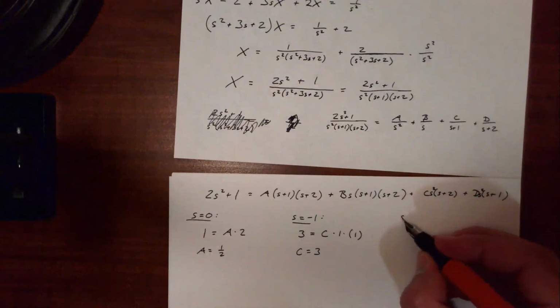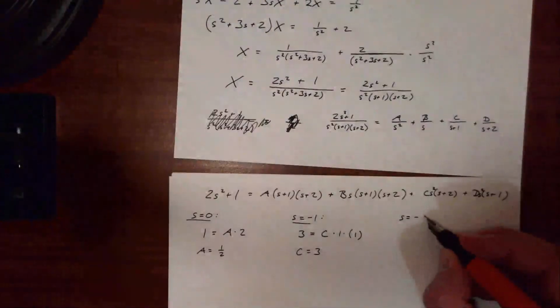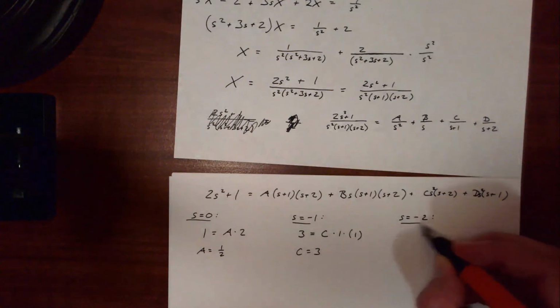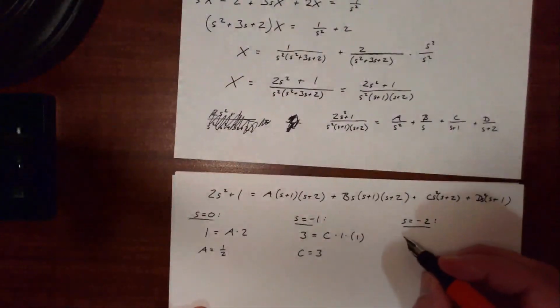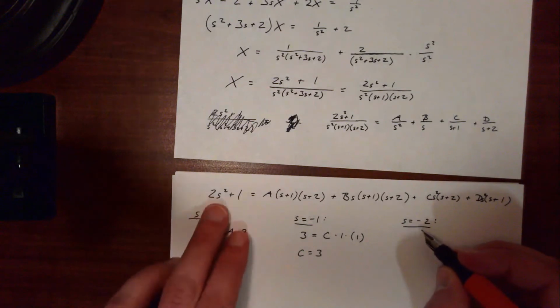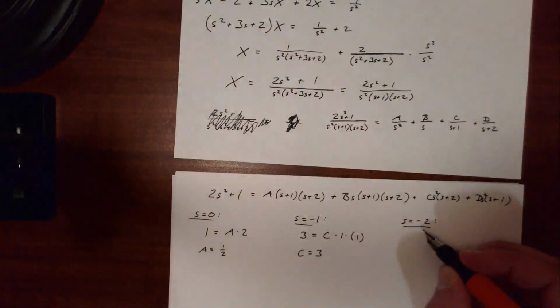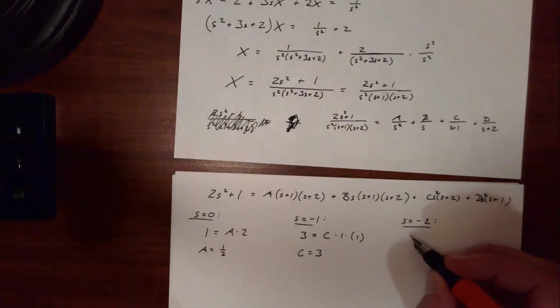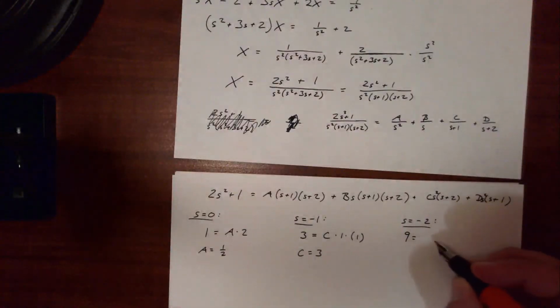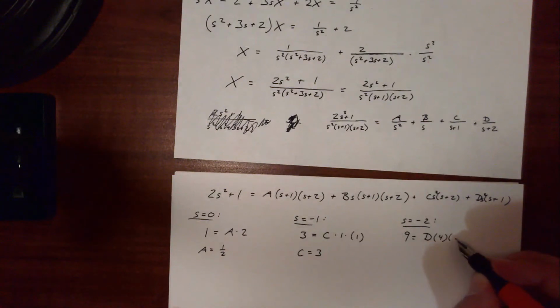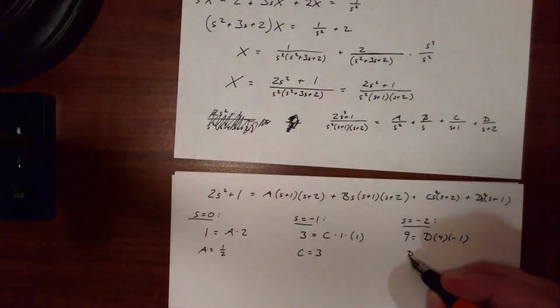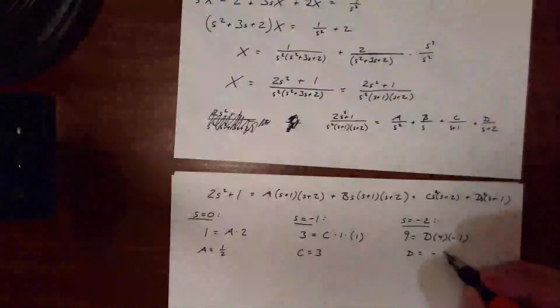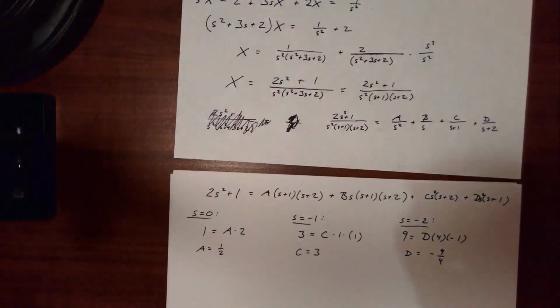Let's see, what else can we do? How about s equals -2? So s equals -2. That's going to give us 2 times 2 squared, which is 8, plus 1 is 9. So 9 equals, and now every term is going to disappear from this except the one that has the d. So it's going to be d times 4 times negative 1. So d is going to equal negative 9/4, it looks like.